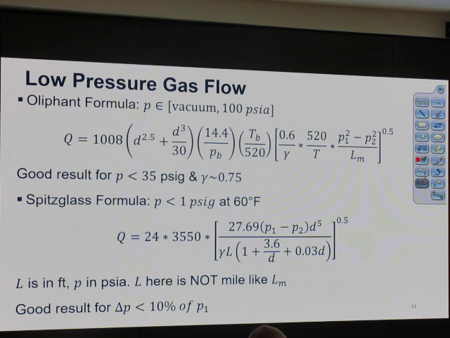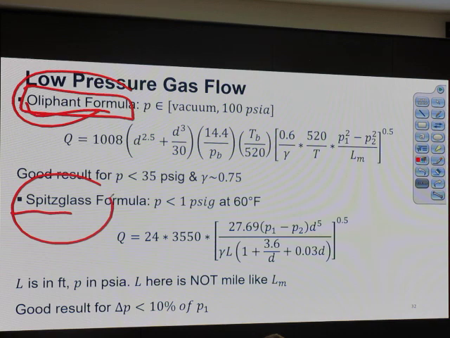Low pressure type. We have other equations: Oliphant and Spitzglass. What do you need to know? You need to know the name. You need to be able to write that name. Which equation is for low pressure? Or which equation is for vacuum? You write either that or that.